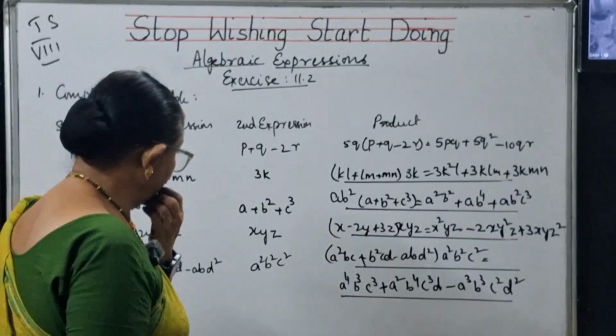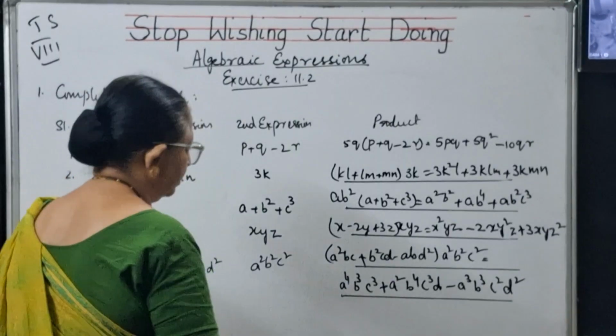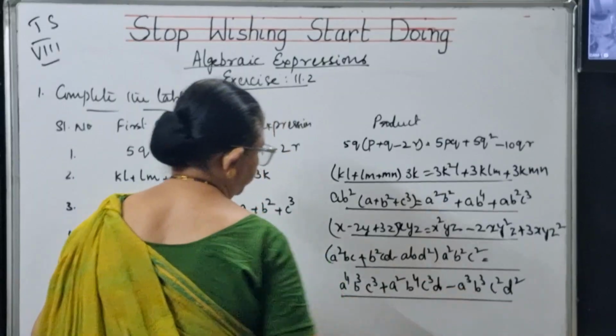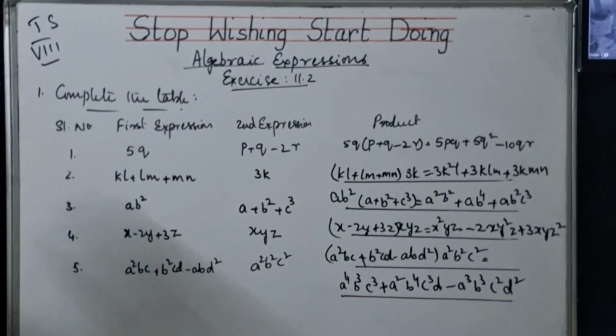So here directly we are doing each term with the monomial. Each term with the monomial. Please note it down. This is the first sum.